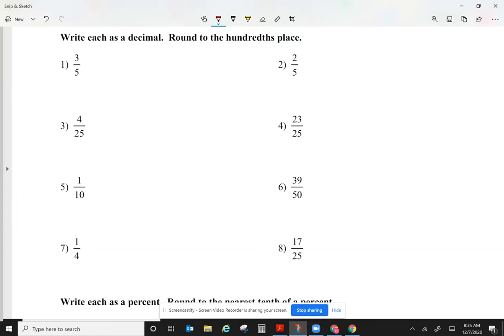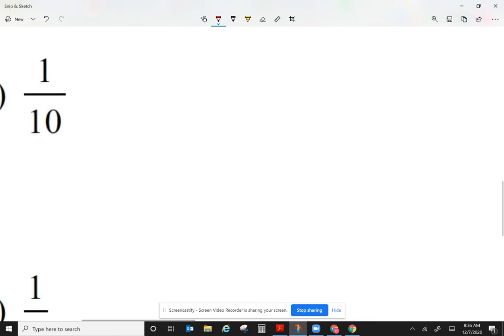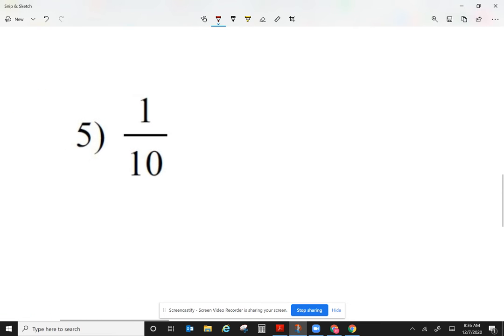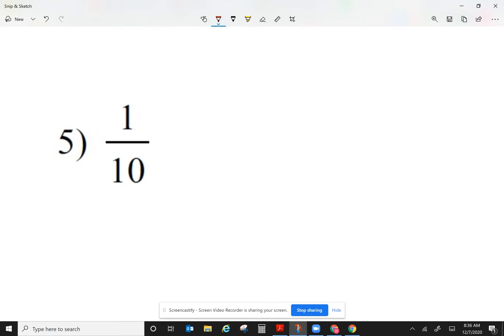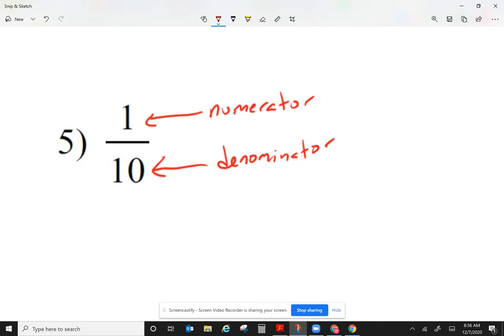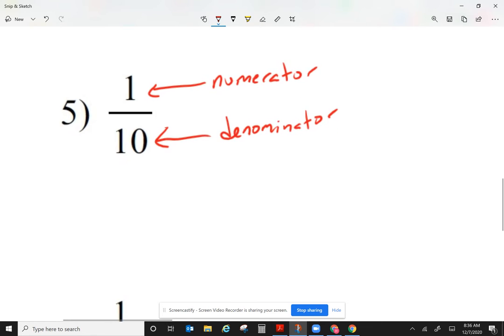We're going to learn how to use the denominator on a fraction to write this as a decimal. We're going to round it to the nearest hundredths if necessary, so two decimal places. Now, I want to use the denominator. In a fraction, the number on the top is what we call the numerator. The number at the bottom is what we call the denominator. So I'm going to use the number at the bottom to write this as a decimal.